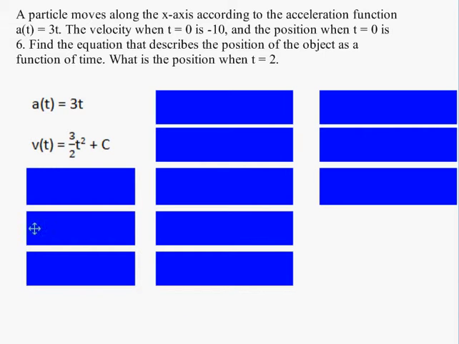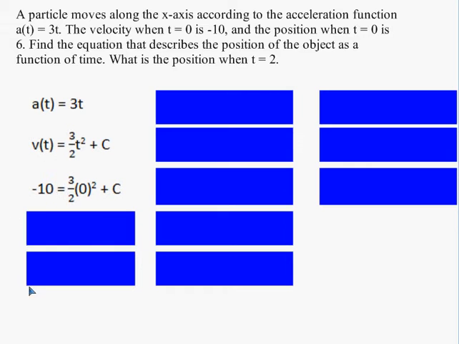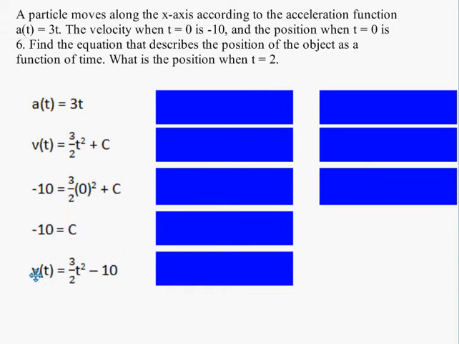Now we have a situation here about velocity. When t is 0, we know the velocity is -10. So we'll plug in 0 for t, and we'll know the velocity is -10. And so that's what we do here. Solving for that, we quickly see that c is -10, which we can plug back into our velocity function, and we get this equation right here for velocity.